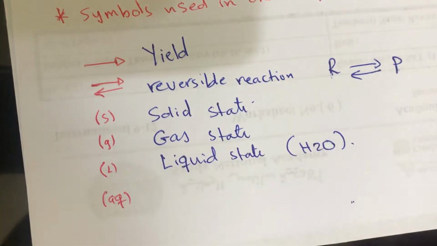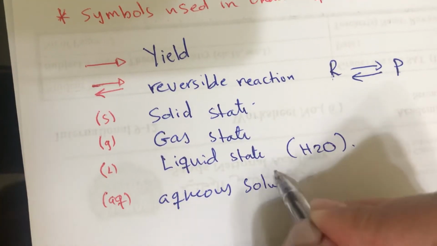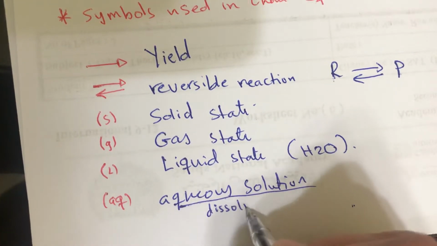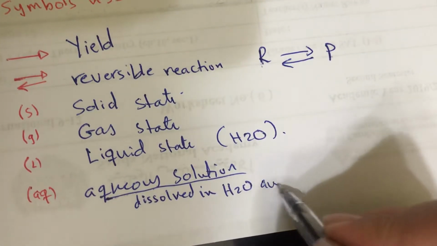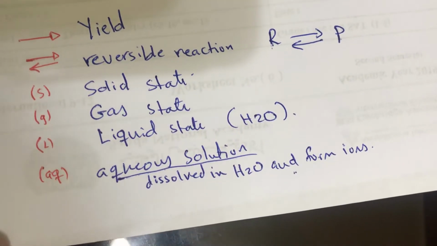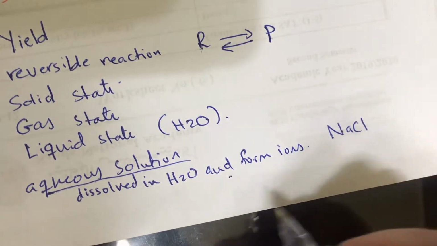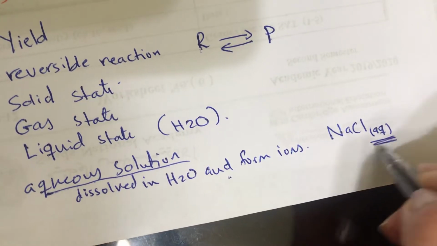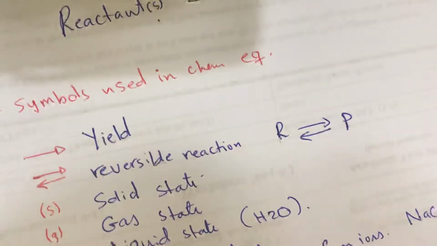But if you have AQ, AQ means aqueous solution. Aqueous solution means dissolved in water and forms ions. So for example, when table salt, NaCl, is dissolved in water, it's an ionic compound, so it dissociates to ions, so we add this symbol AQ, dissolved in water and form ions.